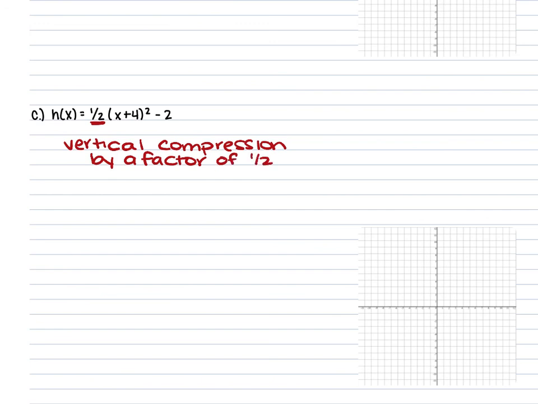Next, on the inside of your parentheses, you have that plus 4. Inside parentheses, think opposite. So it's going to be negative 4. So we're going to the left 4 units. And lastly, we have that minus 2 outside the parentheses after the parentheses. So we're going down 2 units.